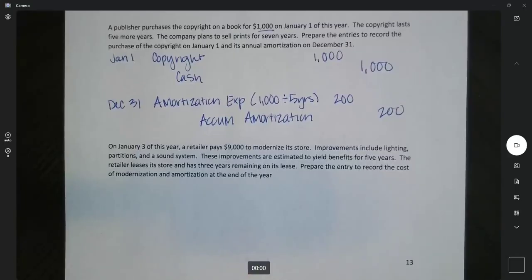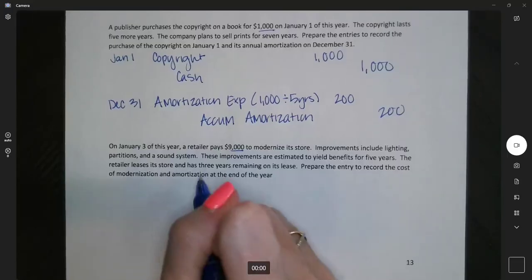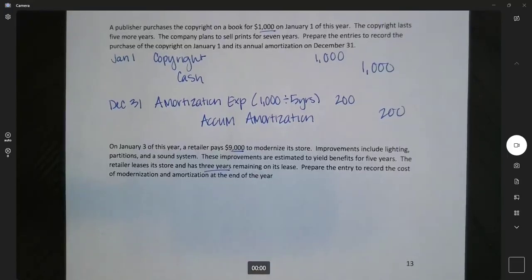In my next example, on January 3rd of this year, a retailer pays $9,000 to modernize its store. Improvements include lighting, partitions, and a sound system. These improvements are estimated to yield benefits for 5 years. The retailer leases its store and has 3 years remaining on its lease. Prepare the entry to record the cost of modernization and amortization at the end of the year.